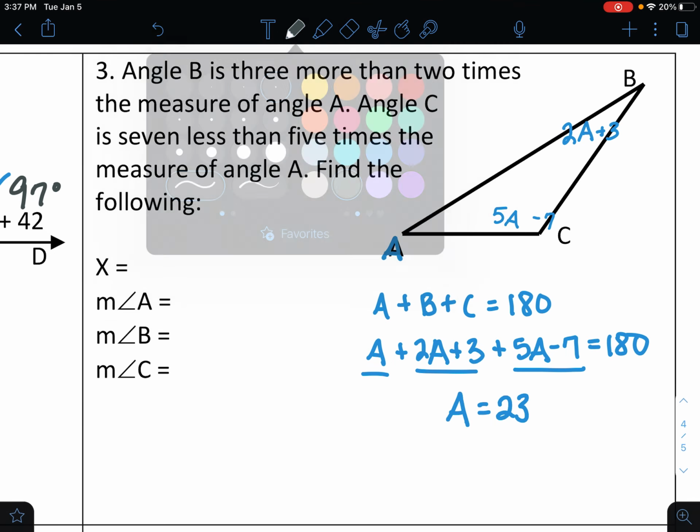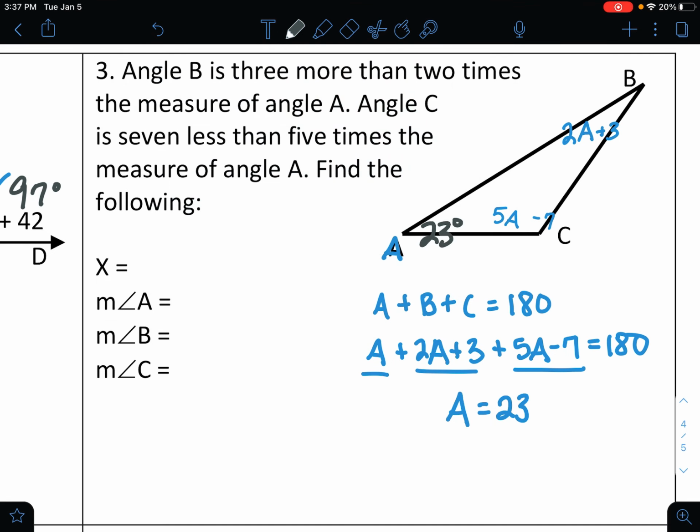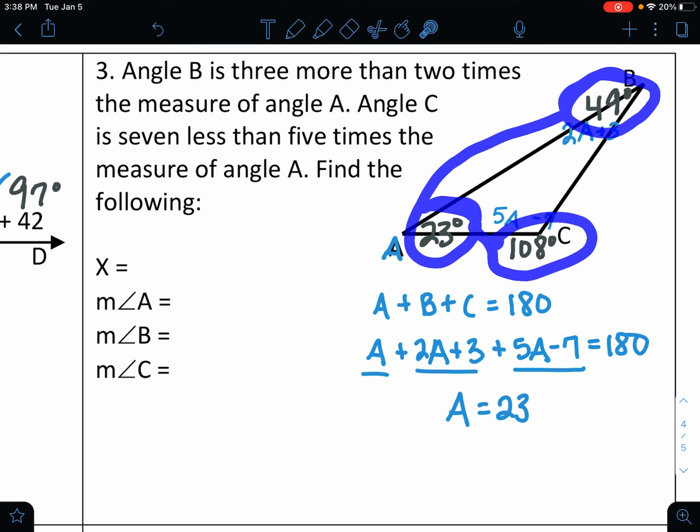So that means this is 23 degrees. If we plug in 23 for the other two, that would be 5 times 23 minus 7. That's 108 for angle C. And then for angle B, 2 times 23 plus 3, and that would be 49. And of course, you need to double check to make sure these all add up to 180 degrees. And once you figure out whether or not they do, you're good to go, hopefully.